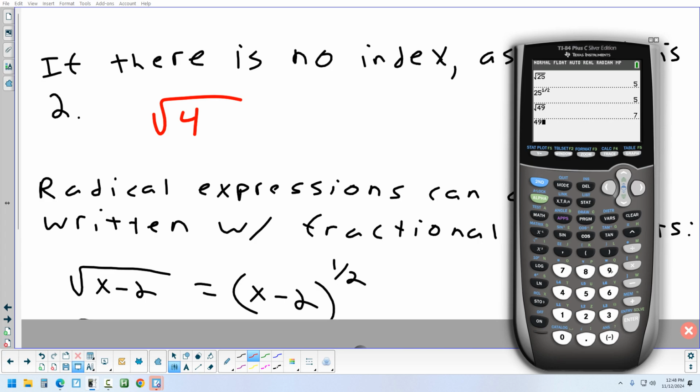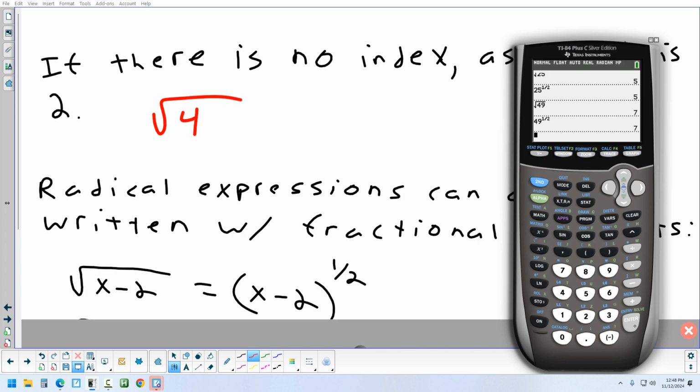So here's the square root of 49. What power could I raise 49 to, and it would be the same as taking the square root? 1/2. Yep. So you could either type in 1 divided by 2, or you could put in 0.5. I get the same answer.